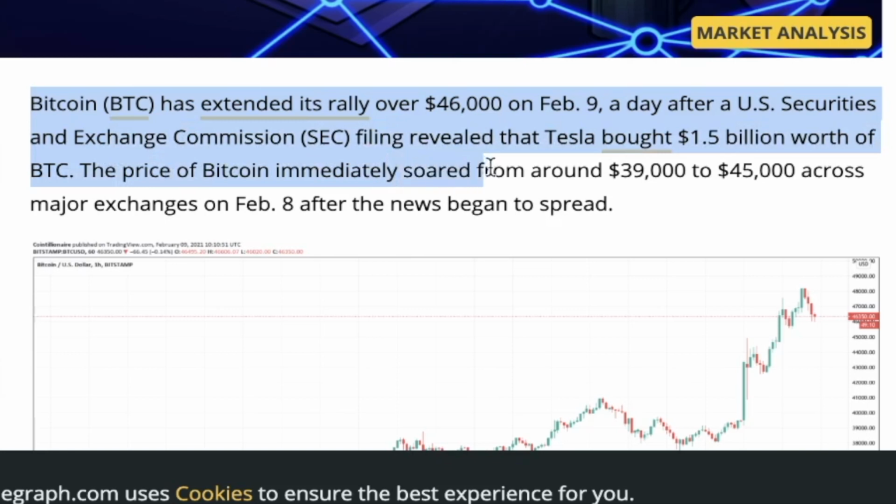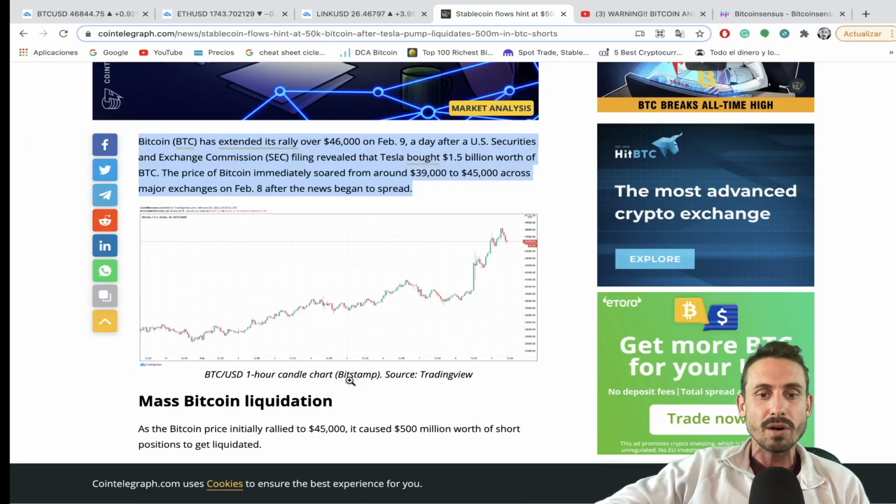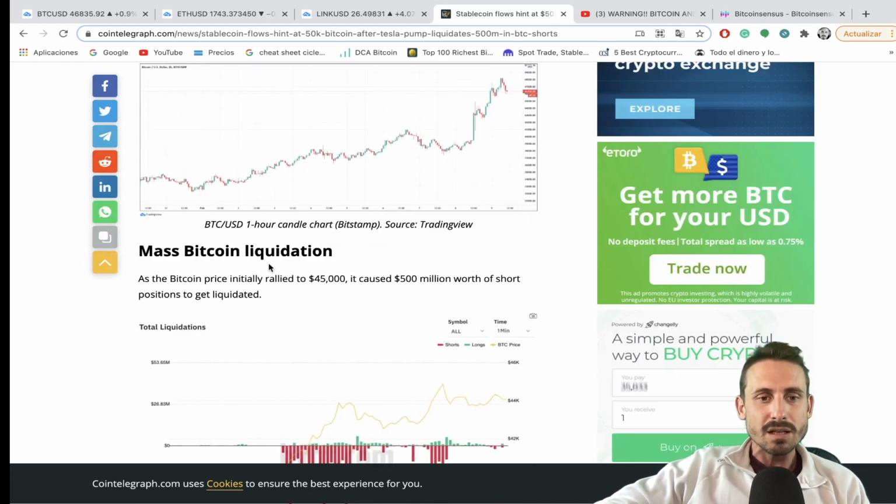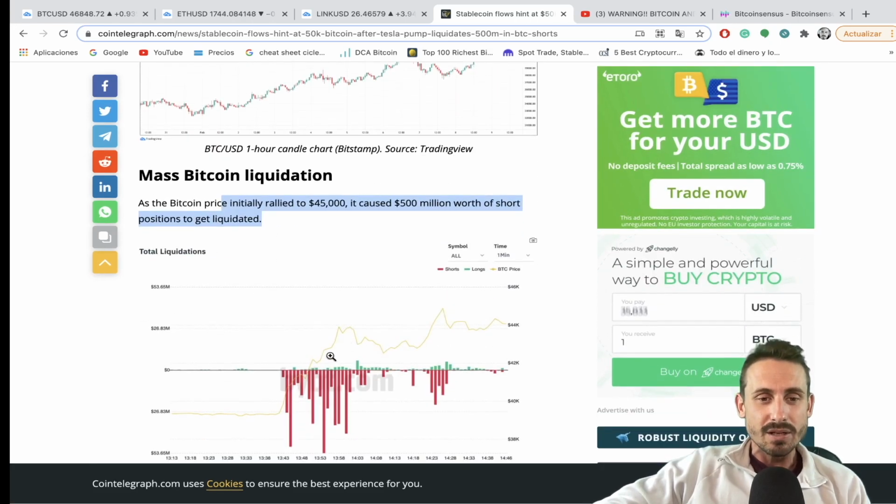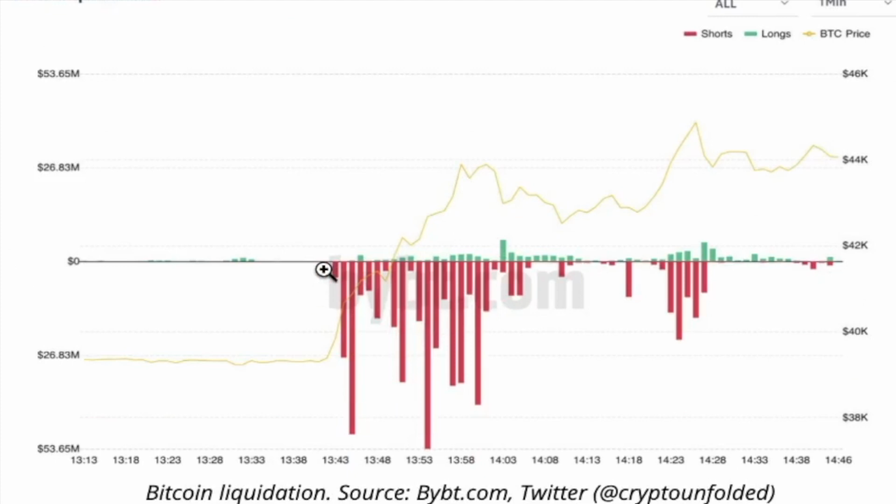The price of Bitcoin immediately soared from around $39,000 to $45,000 across major exchanges on February 8th after the news began to spread. Here we can see the Bitcoin price just jumping up to $45,000. Mass Bitcoin liquidation: as Bitcoin price initially rallied to $45,000, it caused $500 million worth of short positions to get liquidated. Here we see in the yellow how the price is going up, and all of this is liquidations. People that are shorting the market on Bybit, on Phemex, and different exchanges, they're all getting liquidated. This was over $500 million worth of liquidation, guys.